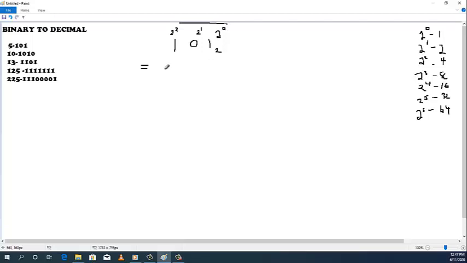The next step, you have to multiply the digits and the powers. You start from the left to the right now. 1 times 2 to the power of 2, inside brackets, plus 0 times 2 to the power of 1, plus 1 times 2 to the power of 0. So we have three digits there, and three powers.